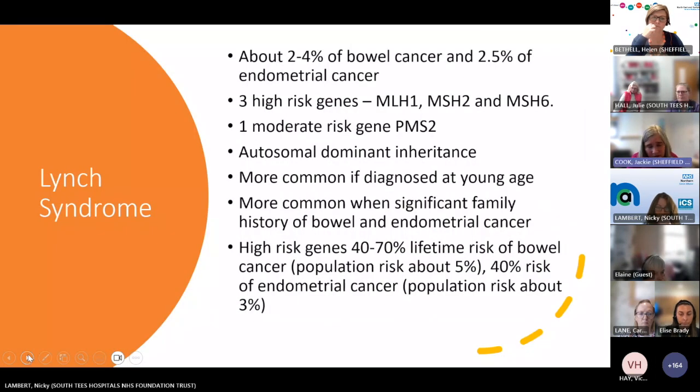Lynch syndrome, inherited colorectal cancer. I've already told you how common it is. Again, 3 high-risk genes, MLH1, MSH2, and MSH6, and a moderate risk gene, which is PMS2. Again, it's dominant inheritance. Again, diagnosed at young ages. The average age is in the mid-40s. It's associated with significant family histories of bowel and endometrial cancer. And the risks that these individuals have, lifetime risk of bowel cancer is about 40 to 70%, population risk of 5%, and in women, 40% risk of endometrial cancer, with a population risk of 3%. Next slide.